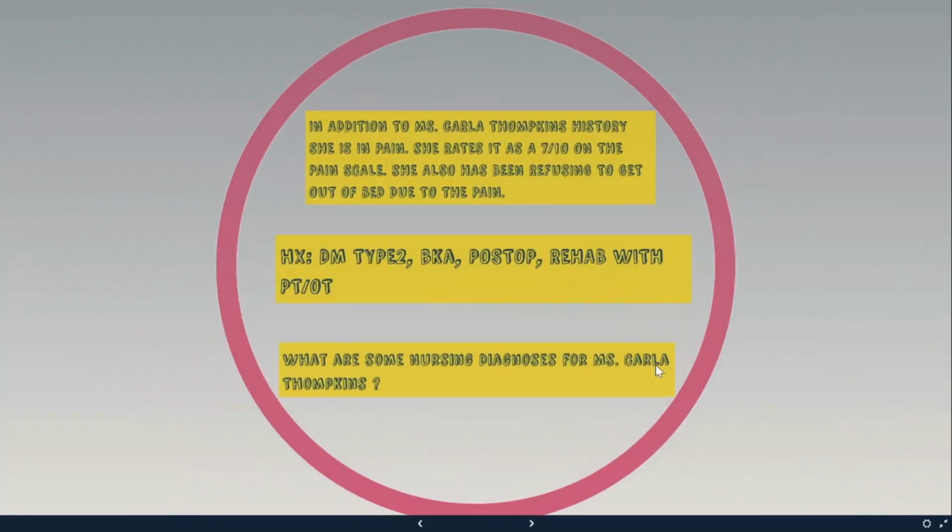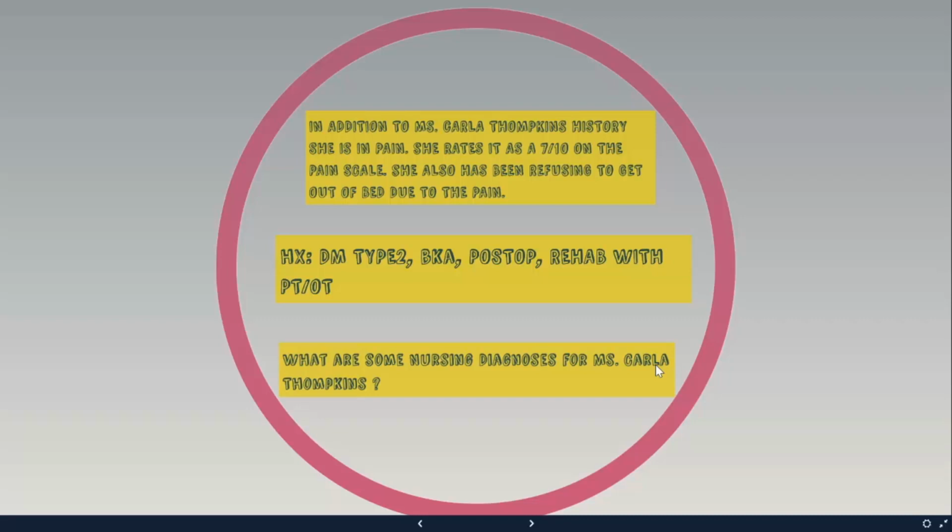Okay, so let's go back to Miss Carla Tompkins. We see that in addition to her history, she's in pain. We know that she rates her pain at 7 out of 10. She also has been refusing to get out of bed due to the pain. Her history includes diabetes type 2, below the knee amputation. She's post op and she's there rehabbing with PT and OT. What are some nursing diagnoses for Miss Carla Tompkins?